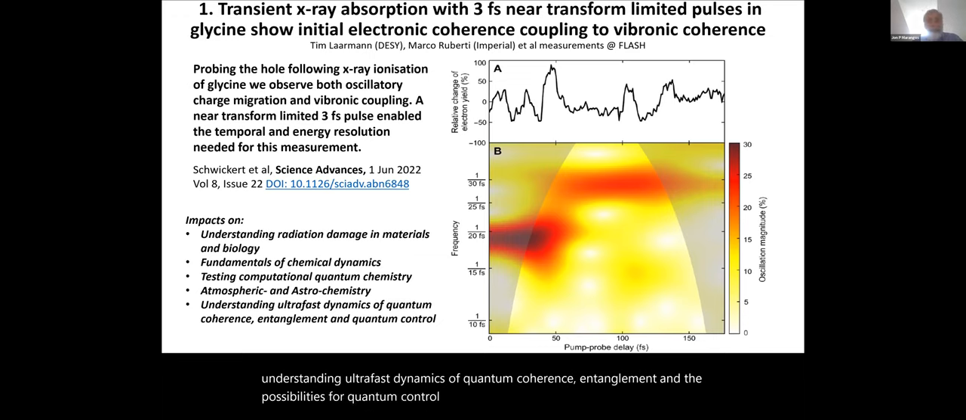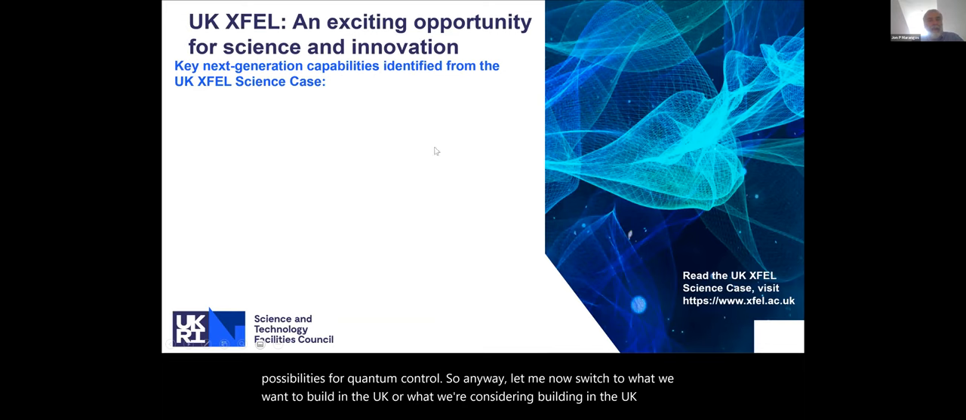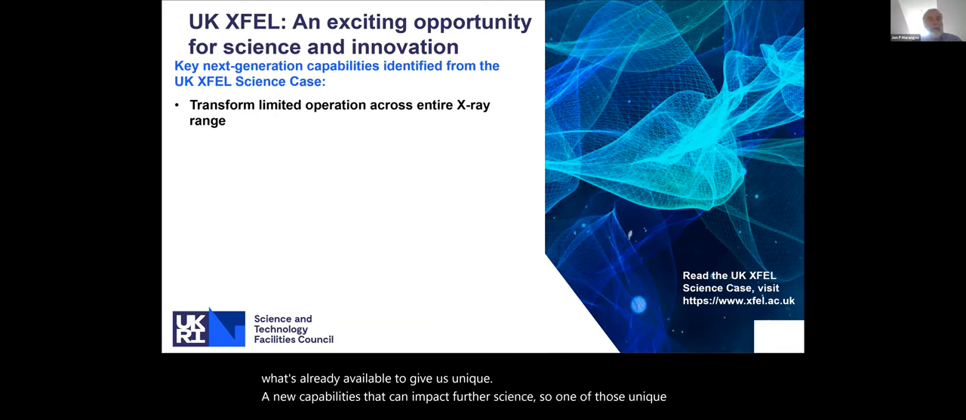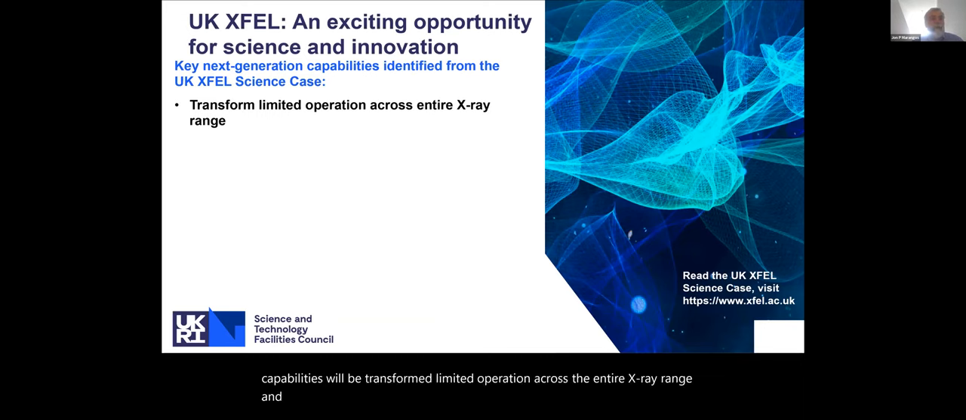So anyway, let me now switch to what we want to build in the UK, or what we're considering building in the UK, which is a next generation capability, going beyond what's already available or building on what's already available to give us unique new capabilities that can impact further science. So one of those unique capabilities will be transform-limited operation across the entire X-ray range and across a range of pulse durations, not just attoseconds, but also tens of femtoseconds, so one can get high energy resolution simultaneously.